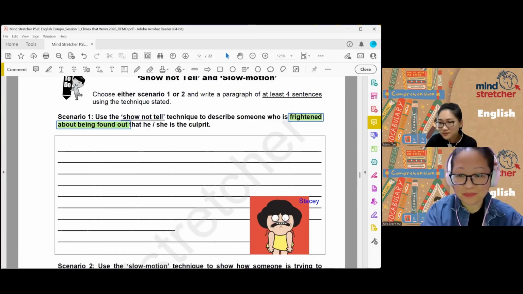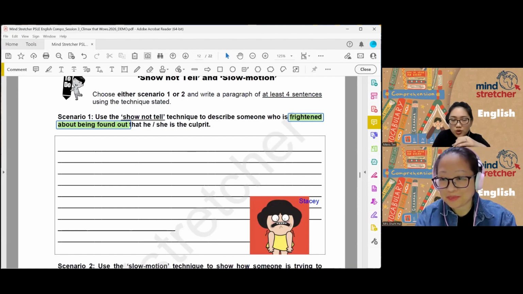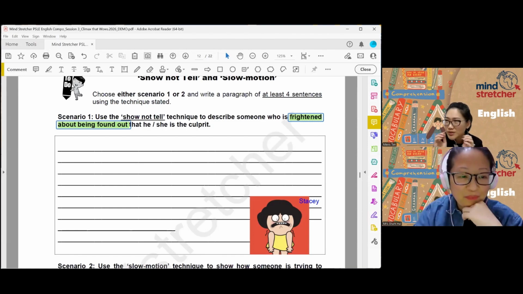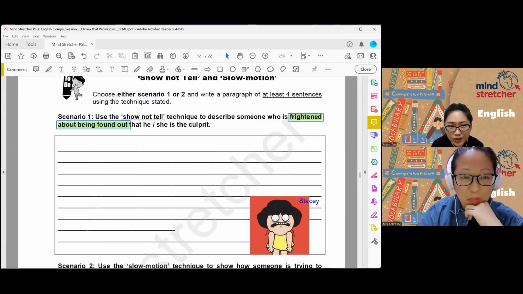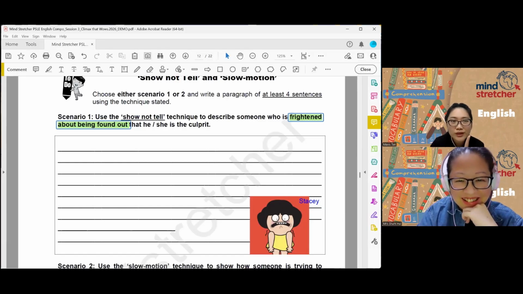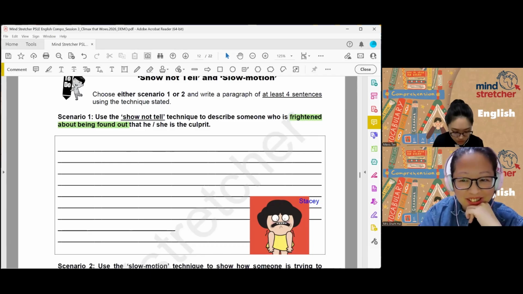So in the chat, you can share with Mrs. Sham and me some sentences. At this point you don't need to give us a long paragraph, just some sentences you can use to show. I don't want to see the word frightened or scared. So let me block that out. Don't use the word scared or frightened.